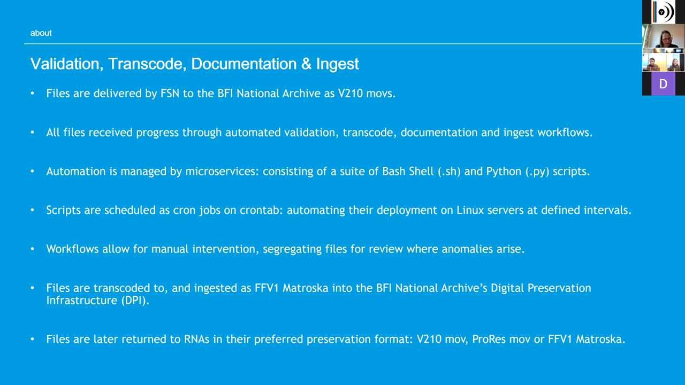The V210 MOVs are transcoded to and ingested as FFV1 Matroska into the BFI National Archive's Digital Preservation Infrastructure, or DPI. At a later stage, these files are returned to the constituent RNAs in batches in their preferred preservation format. This can be V210 MOV, ProRes MOV, or FFV1 Matroska.